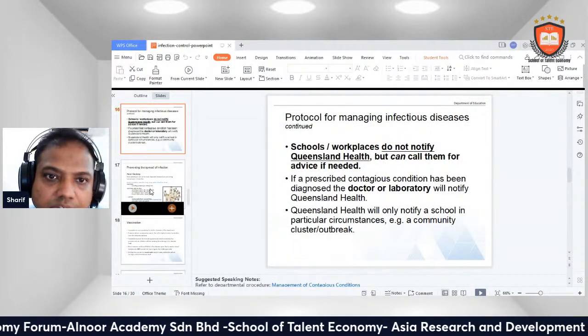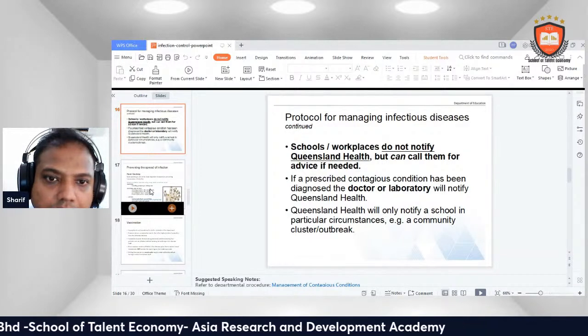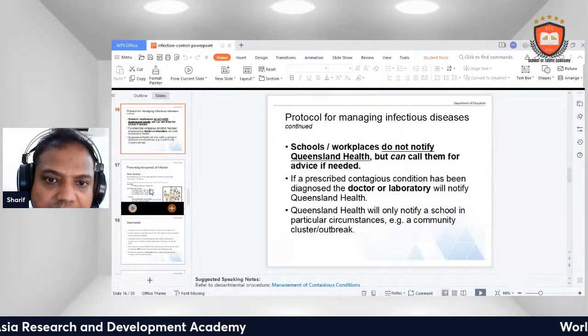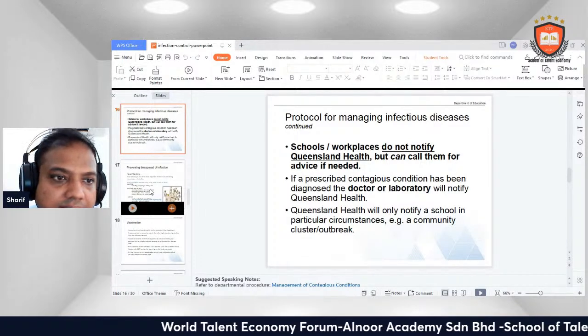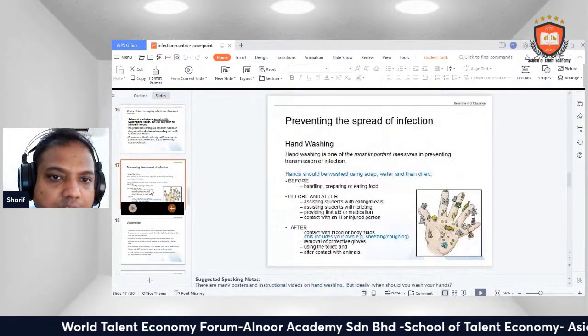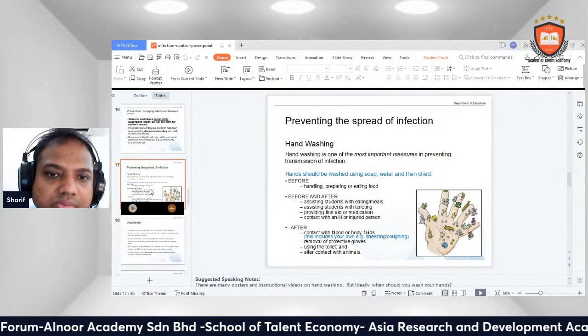Protocol for managing infectious disease. Schools and workplaces do not notify Queensland Health, but can call them to advise if needed. If a person's contagious condition has been diagnosed, the doctor or laboratory will notify Queensland Health. Queensland Health will only notify a school in particular circumstances, for example, a community cluster. Hand washing. Hand washing is one of the most important measures in preventing transmission of disease.